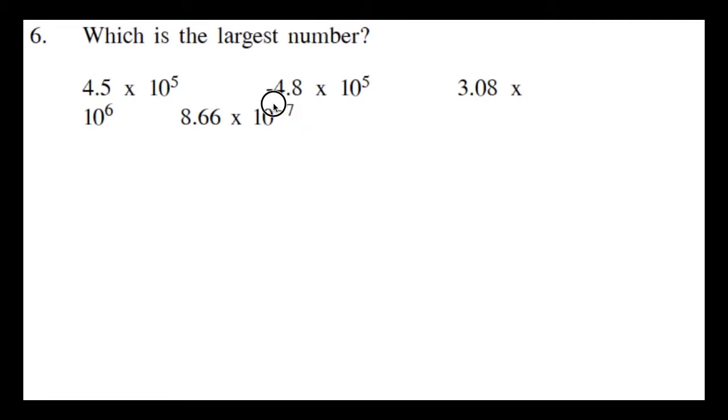So in this one, that's negative, so we know that's not largest. Okay, we have 10 to the 5th, 10 to the 5th, and 10 to the 6th, so these aren't. So I'm left with 3.08 times 10 to the 6th. That's the largest number. Just make sure they're in scientific notation.